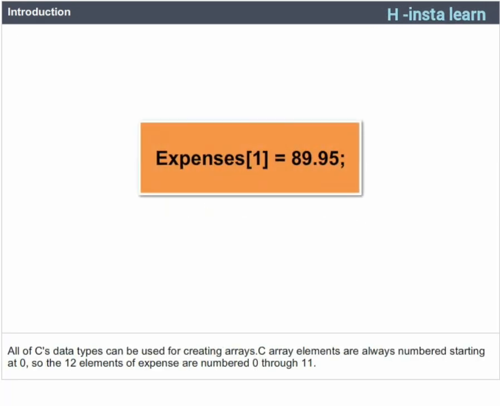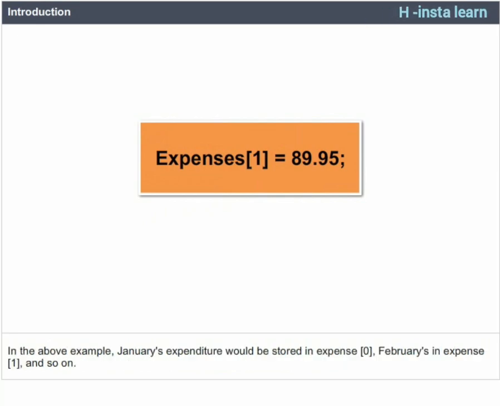All of C's data types can be used for creating arrays. C array elements are always numbered starting at 0, so the 12 elements of expense are numbered 0 through 11. In the above example, January's expenditure would be stored in expense[0]. February's is expense[1] and so on.